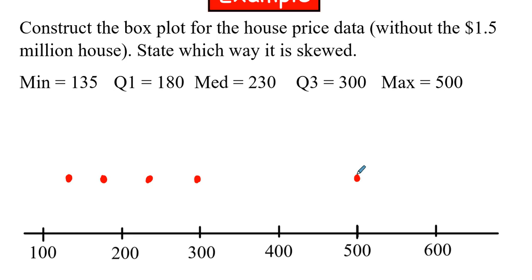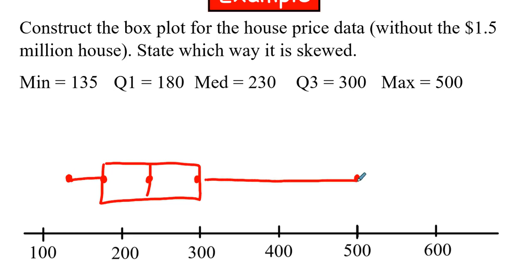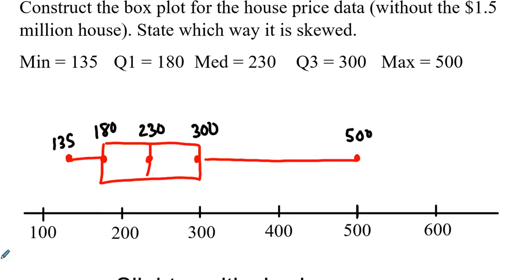So there's my 5 points, and then how do I finish it out? We put a box around the middle 50%. We put a line where the median is, and then we extend the tails out to the min and to the max. It's also wise to write the numbers above the 5-number summary. So you should put 135, 180, 230, 300, 500, because otherwise it'd be hard for somebody to know exactly what you were trying to communicate. So that is how you'd make a box plot for this.